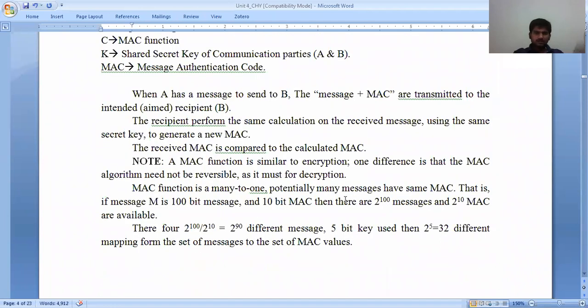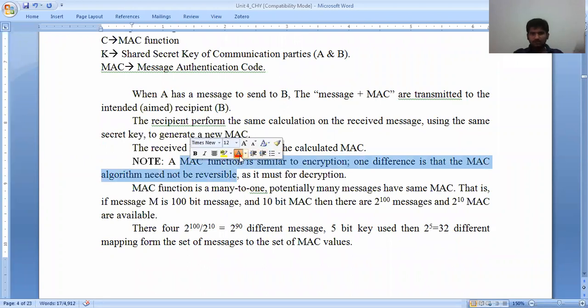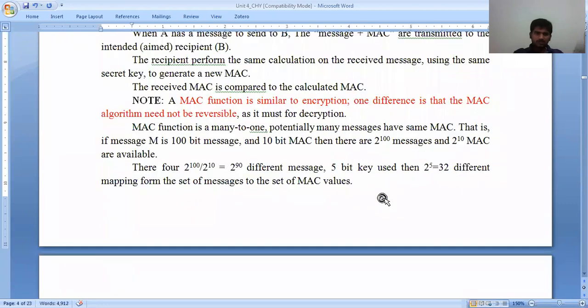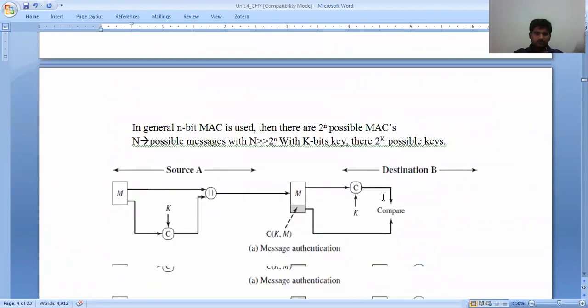It's not a reversible process. That is very, very important, which I told you so many times. It is not a reversible process, it must not be decryption. For that we have a simple example.